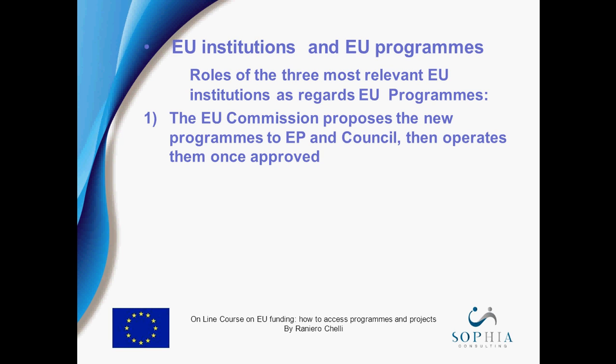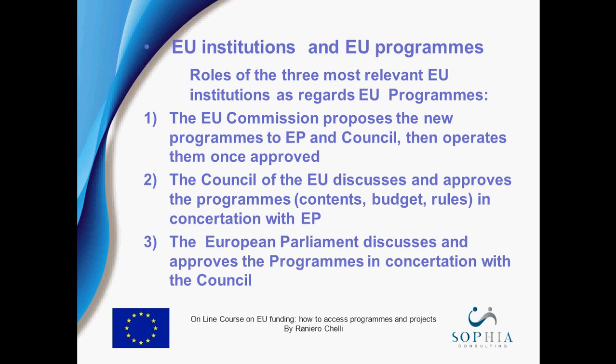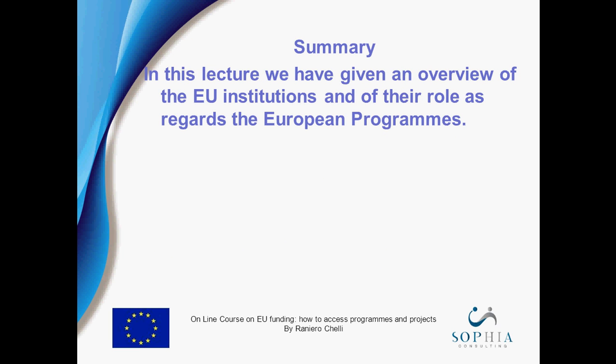The European Commission proposes the new programs to the European Parliament and to the Council, and then operates them once they are approved. The Council of the European Union discusses and approves the programs, the contents, the budget, the rules, in consultation with the European Parliament, and the Parliament itself discusses and approves the programs in consultation with the Council of the European Union.